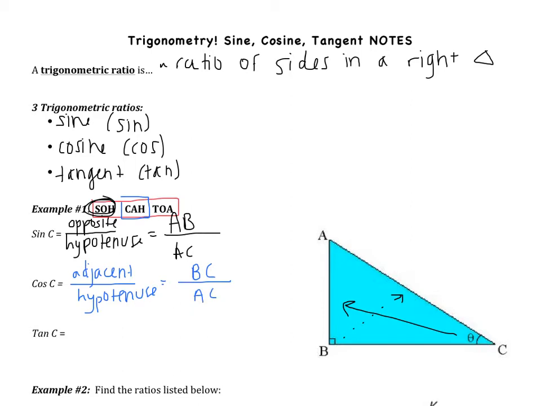And last one is tangent. Tangent goes with the TOA part. T stands for tangent, O stands for opposite, and A stands for adjacent. Again, the side that is opposite of C is AB. The side that is adjacent to angle C is BC. So again, normally you're going to have numbers for these ratios, like 1/2, 3/4. But right now we're just using sides.